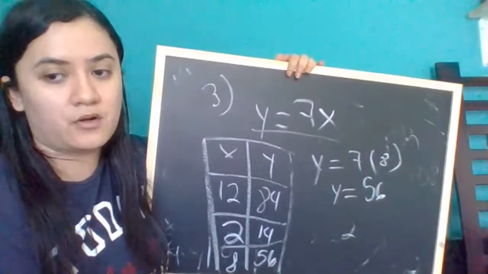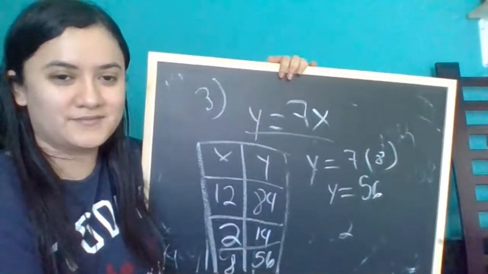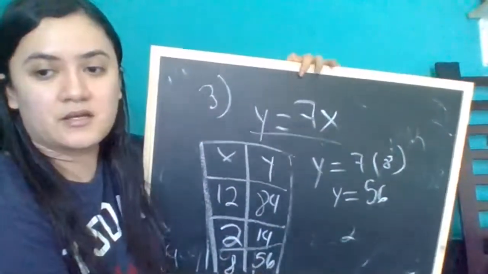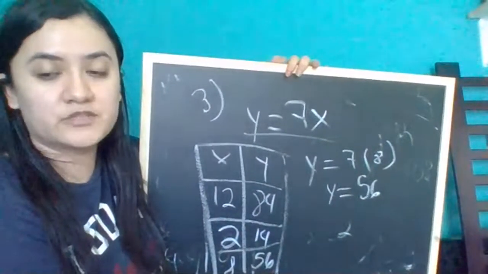We only have to substitute, otherwise not 15. 7 times 8 is not 15. It's 56. It's not 74. Check your multiplication table.